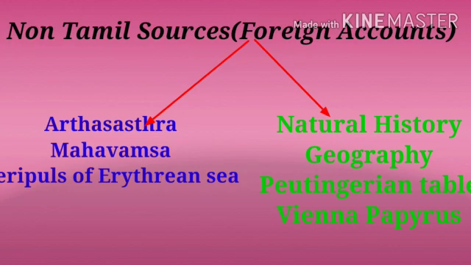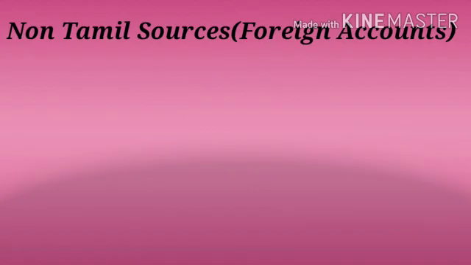The last foreign account is the Vienna Papyrus. The Vienna Papyrus, a great document datable to the 2nd century AD, mentions the Muziris trade of the olden days. It contains the written agreement between the traders and mentions the name of the ship, Hermapollon, and the list of articles of the exports such as the pepper and ivory that were shipped from India to the Roman Empire.